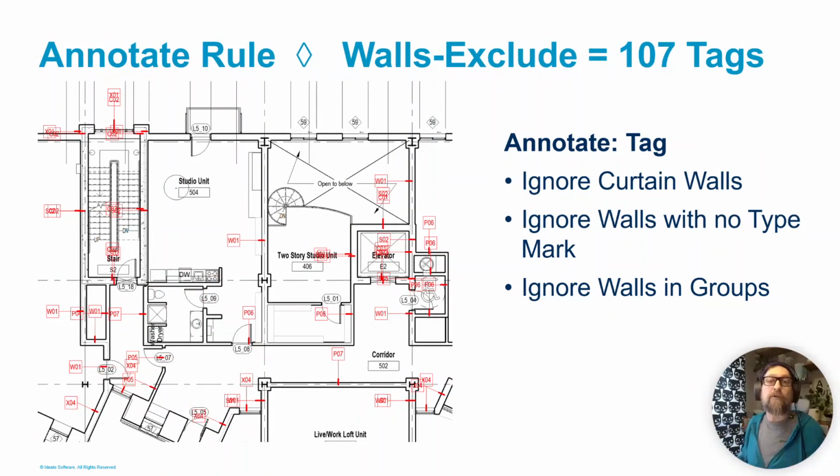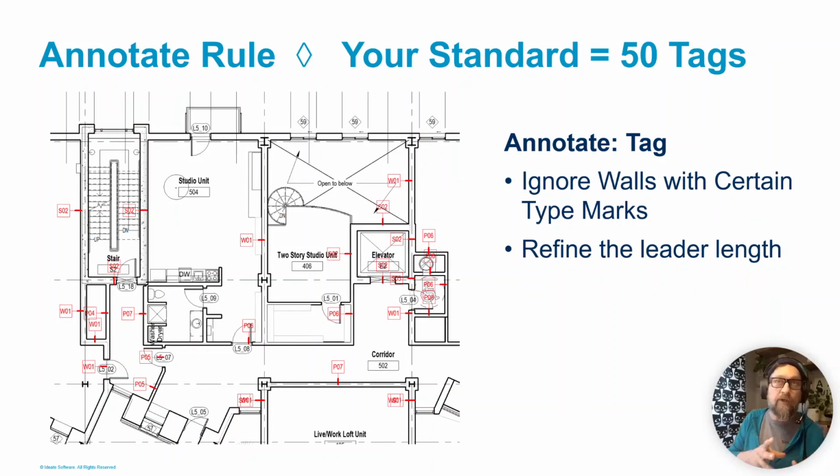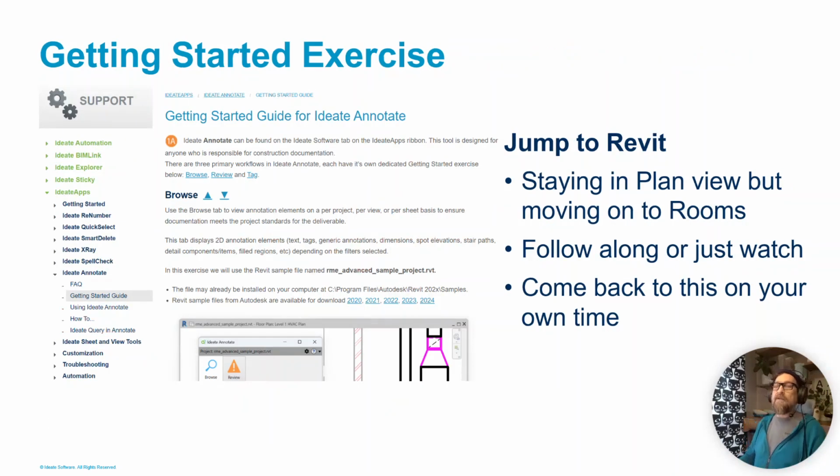But then what's really cool is you get the power to just really quickly and easily customize some of those filters to create a little bit tighter of a selection. So in this case, I simply ignore walls that have a certain type mark. In this case, they were X. It could be based on their function, like an exterior wall, and then refine their leader length. So we went from 107 tags to 50 tags, and I got a lot cleaner looking result with barely any work. So what we're going to do now is jump into Revit, and I'm going to do this getting started exercise.